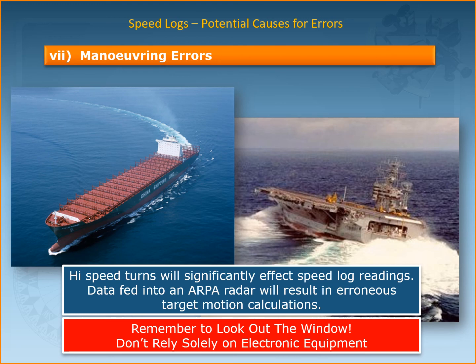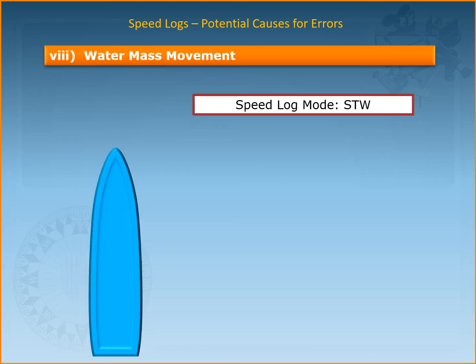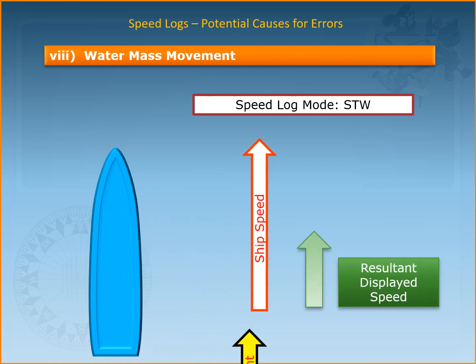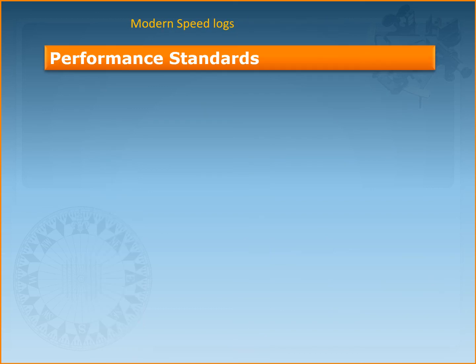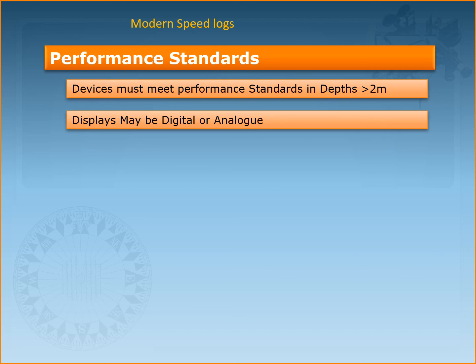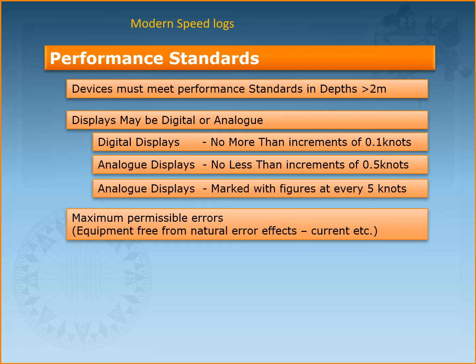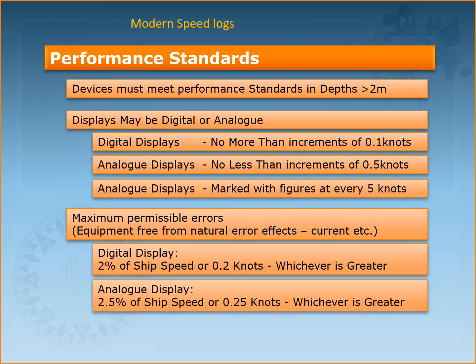And finally, we have water mass movement, where the speed of the ship measured gets affected by the currents and tidal streams. Now, not all logs are affected by all of these factors, and in calm seas in deep water with no current or wind, the log will generally give results which are accurate enough for general navigation. However, if a strong current exists, some of this may get affected. I have talked about the performance standards before, so I will not repeat this again, and I'll keep going.